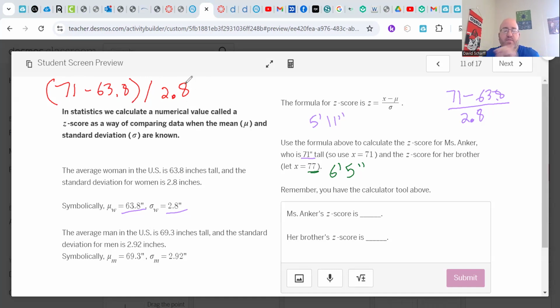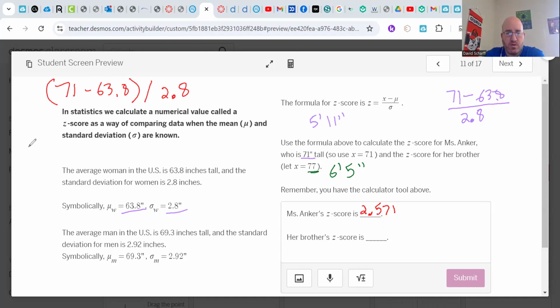If you're using an iPhone calculator or if you just want to go one step at a time, you can subtract and hit equals, which would be 7.2, and then divide that by 2.8. What you're going to get is 2.571. We can go to 3 decimal places. If you just did 2, that's okay, but I'm going to go to 3. 2.571.